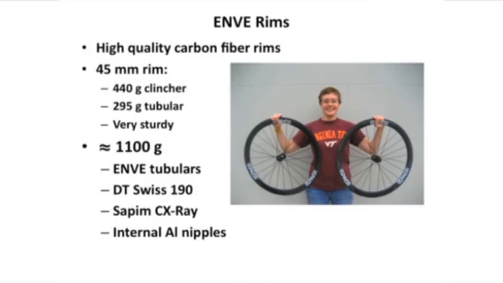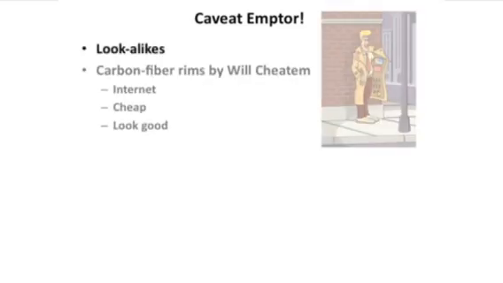I made a set of wheels for a customer not too long ago that came in at an incredible 1,100 grams for the wheel set. This was using Enve tubular rims, DT Swiss 190 hubs, Sapim CX-Ray oval spokes, and internal aluminum nipples, and the guy loves the wheels. Now, one caveat emptor, one caution in this whole thing, and it's this: beware of lookalikes.